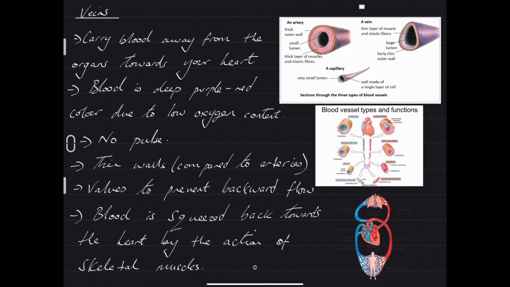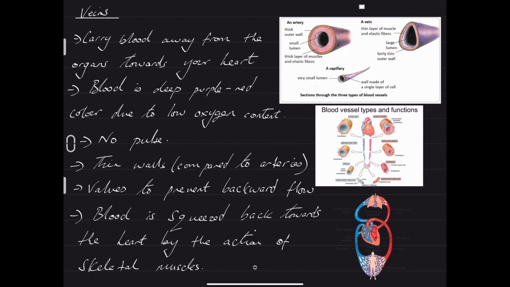Let us now look at the veins. So, a quick summary of the veins. Veins carry blood away from the organs towards your heart. And the blood is generally a deep purple-red colour due to it having a low oxygen content. We say it is deoxygenated blood.